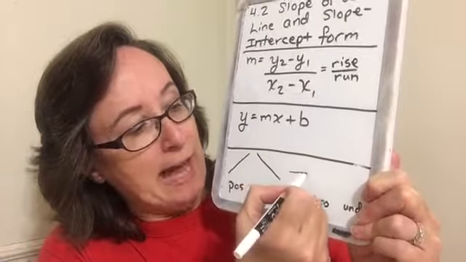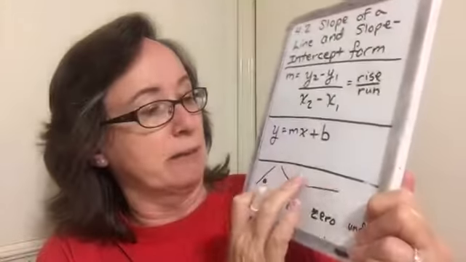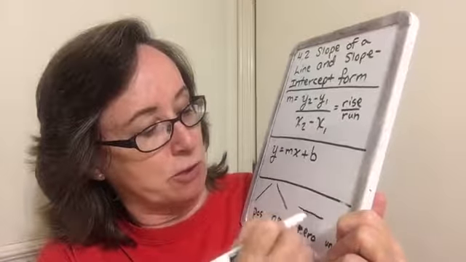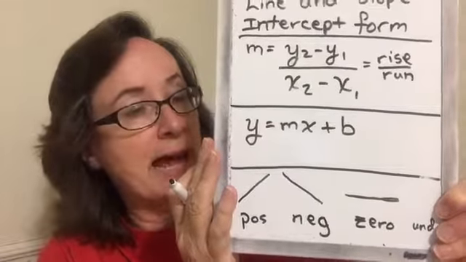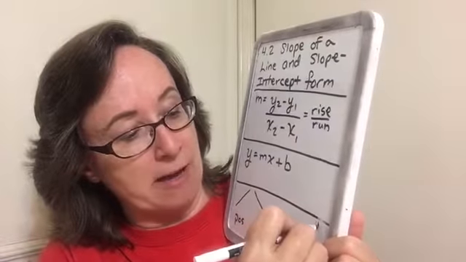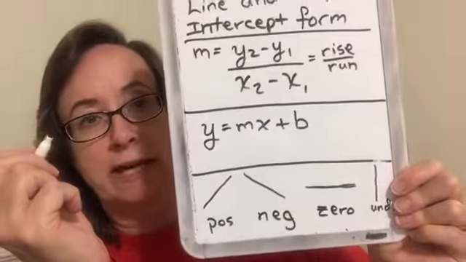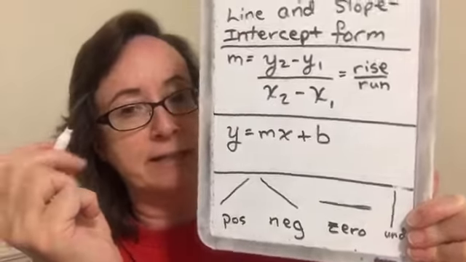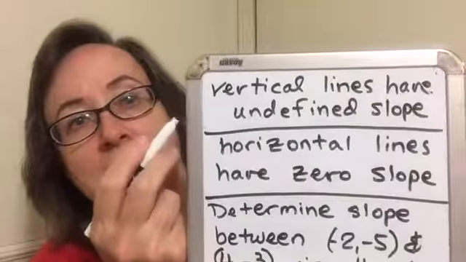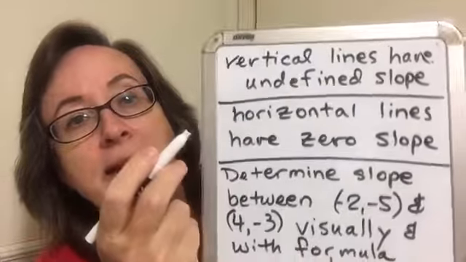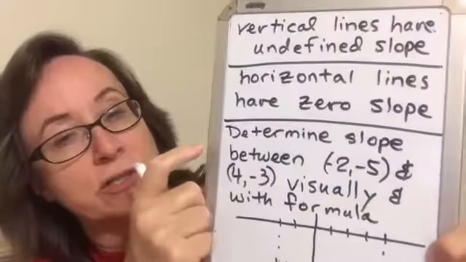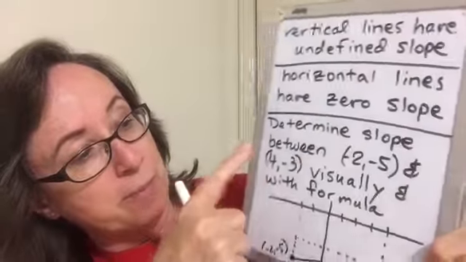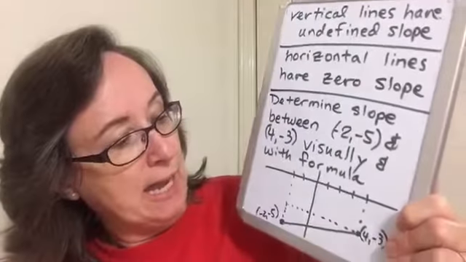If it is a flat slope, in other words, that one doesn't quite look flat, does it? Let me see if I can do a better job of a zero slope. Not going up, not going down. It is just flat. That is a zero slope. And an undefined slope is a vertical line. Vertical lines have undefined slope. So then, this reiterates that vertical lines have undefined slope and horizontal lines have a zero slope. And we're going to start determining the slope of a line between 2 points, both visually and with the formula.